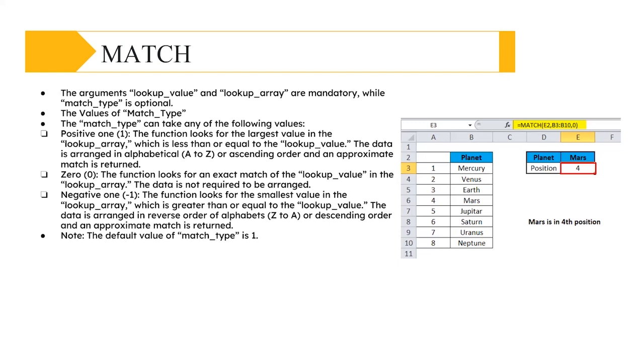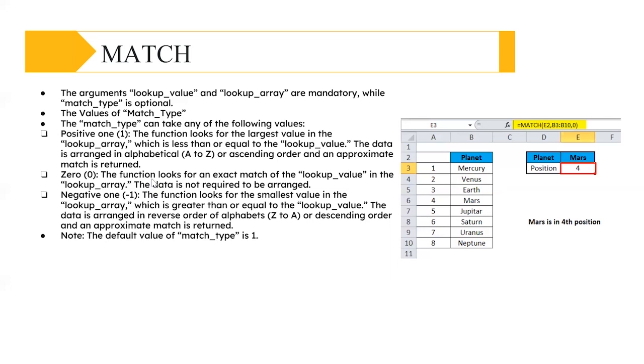So when you have a positive one here, it means that the function looks for the largest value in the lookup array which is less than or equal to the lookup value. The data is arranged in alphabetical or ascending order, and an approximate match is returned. Zero is nothing but an exact match.